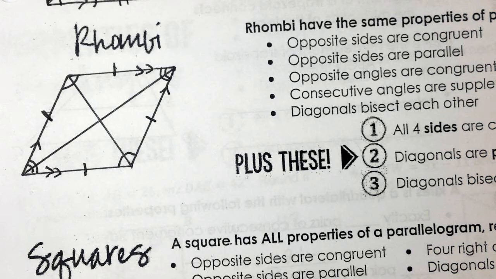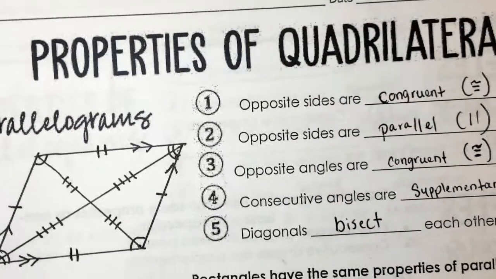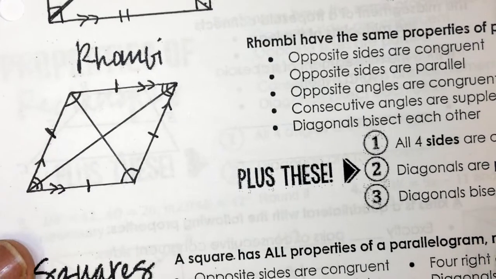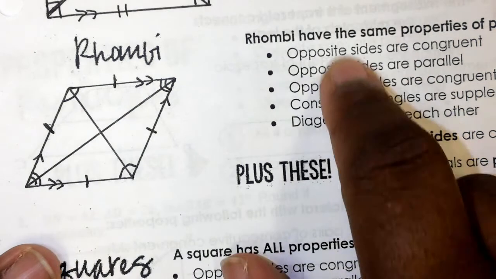Alright, so we're continuing on in our notes on parallelograms. We're doing the properties of all the quadrilaterals right now. We're on the rhombus, and we've drawn our rhombus and marked up our properties for the basic parallelogram, the 5 properties.